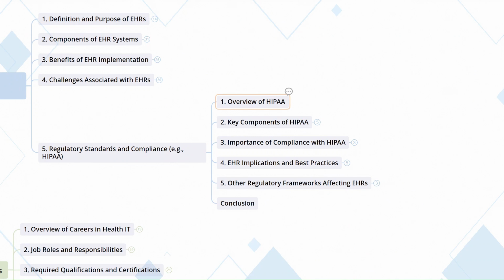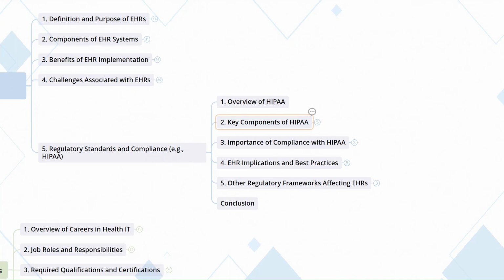The Health Insurance Portability and Accountability Act was enacted in 1996 to protect patient privacy and ensure the security of health information. The law established national standards for the protection of individual health information and laid the foundation for various other regulations impacting EHR systems.